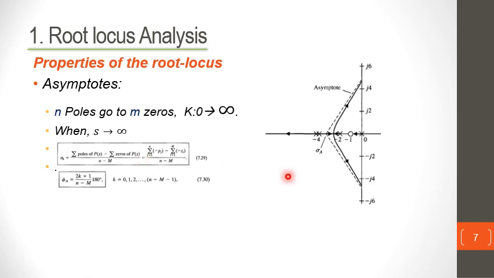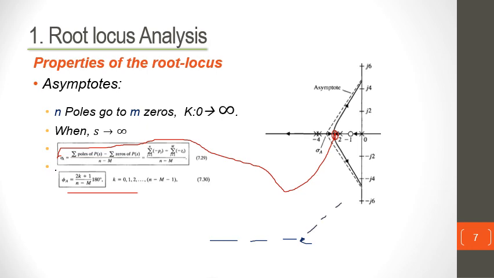minus the sum of the poles and the sum of the zeros. So it's equal to the sum of poles minus the sum of zeros, divided by n minus m. That will give you this particular point here. So this point can be calculated using this formula. And the angles at which the asymptotes leave: in our case, we have an asymptote located at some convenient point there, and then we have one asymptote going this way, another going that way, and another one going that way.